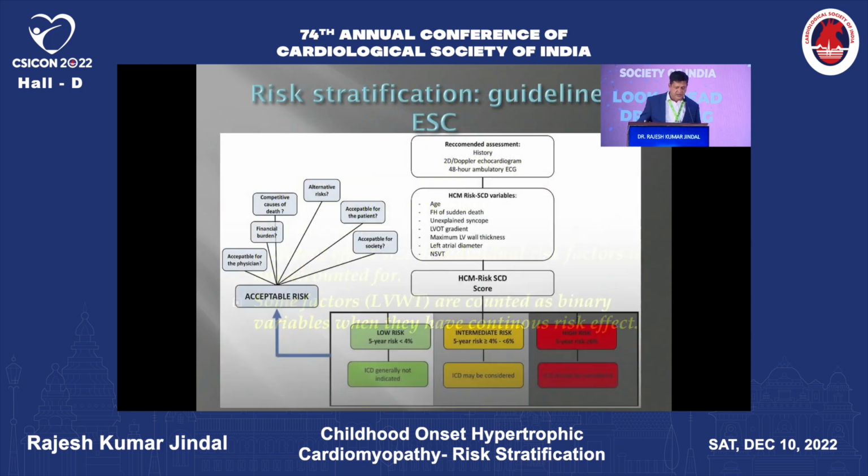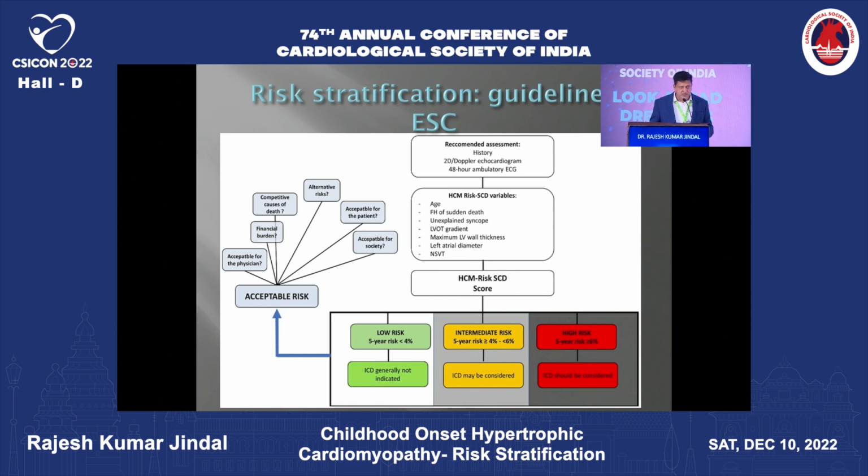So ESC came with this risk model, which is called the HCM Risk-SCD score, based on these variables: age, family history of sudden death, unexplained syncope, LVOT gradient, maximal LV wall thickness, LA diameter and NSVT, and then differentiates the patients into three tiers: high risk, intermediate risk and low risk.